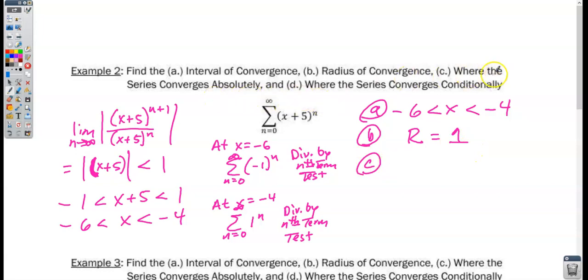It converges absolutely everywhere in the interior. And again, it could converge at one of the endpoints, but it doesn't converge at either of the endpoints here. And therefore, there's nowhere where this converges conditionally either. All right, that takes us to the end of example 2.